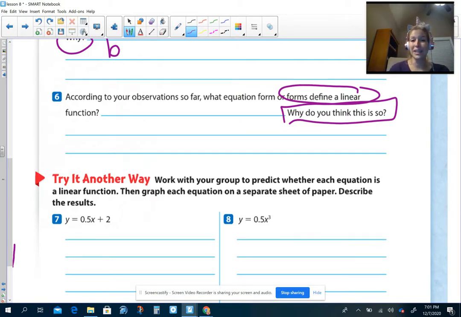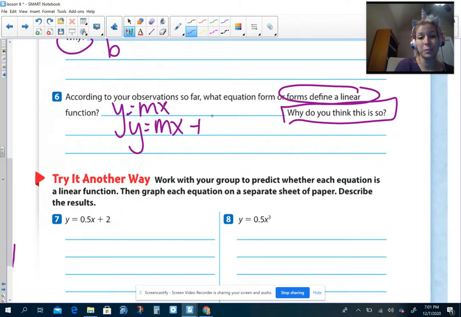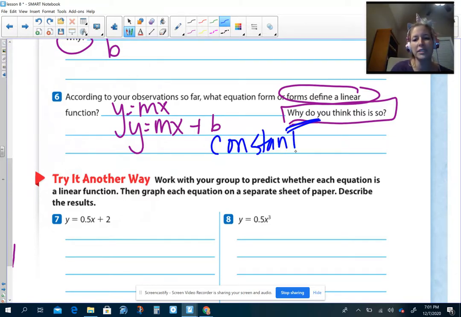Okay, let's see how you did. Did you write y equals mx or y equals mx plus b? Did y'all use those two? Good, because these are the ones who give us a linear function. It's the ones that are going to have a constant change. They're going to change at a constant rate. The exponents, we don't have a constant rate, okay?